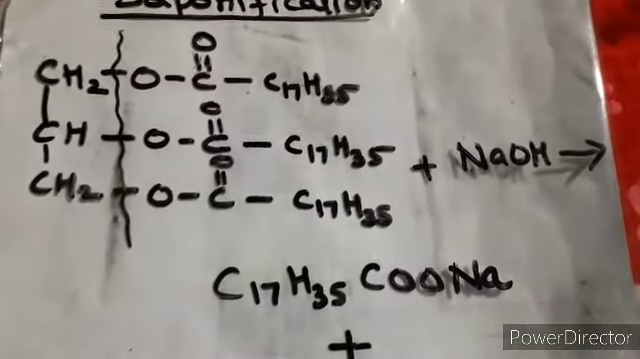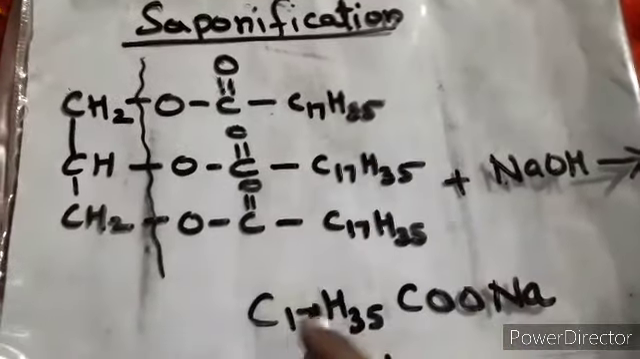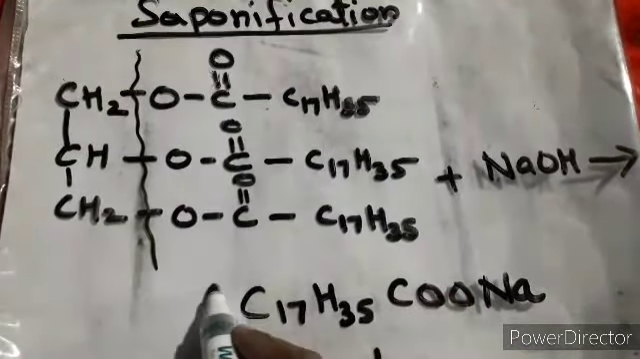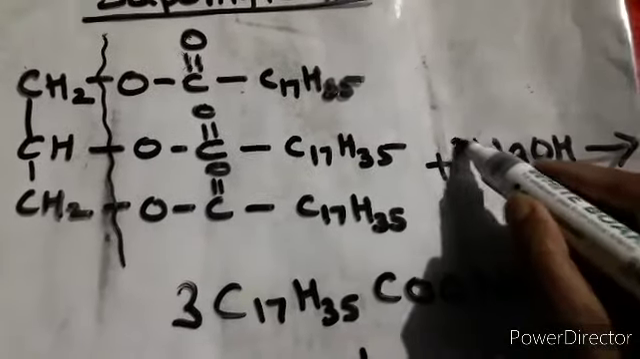But still, come back over here, your reaction is not balanced. Over here you have three C17H35, so you have to write down 3 over here. Then to balance your sodium, you have to write down 3 over here.